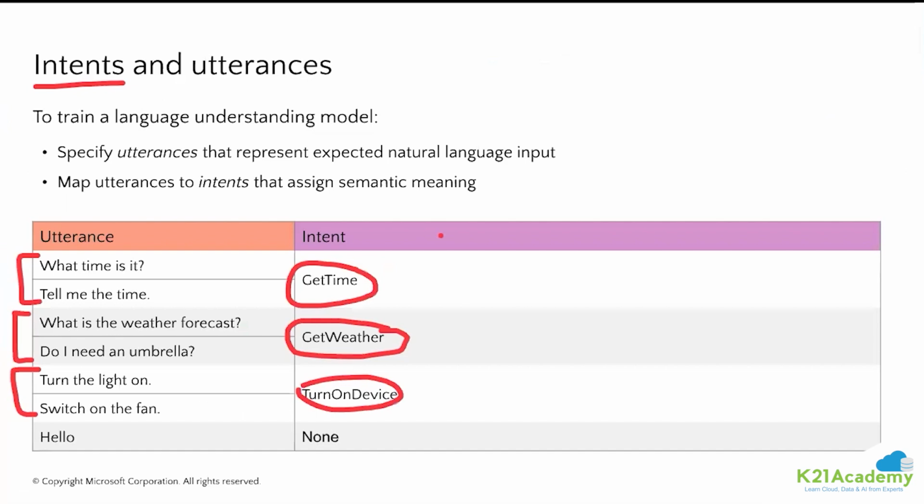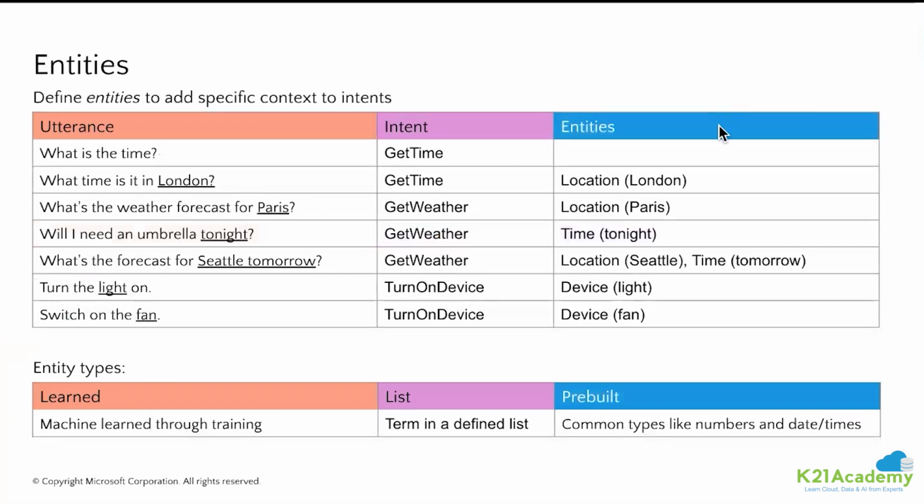Now, apart from that, you can have some entities as well. We discussed here, like this is utterance. So what is the time? It was get time, very fine. But when the user is asking what time is it in London, now we added entity. We need to specify London is entity. We say like what is the weather forecast in Paris? Paris is my entity. We are talking about will I need umbrella tonight? What is the forecast in Seattle tomorrow? Seattle and tomorrow both are my entities.